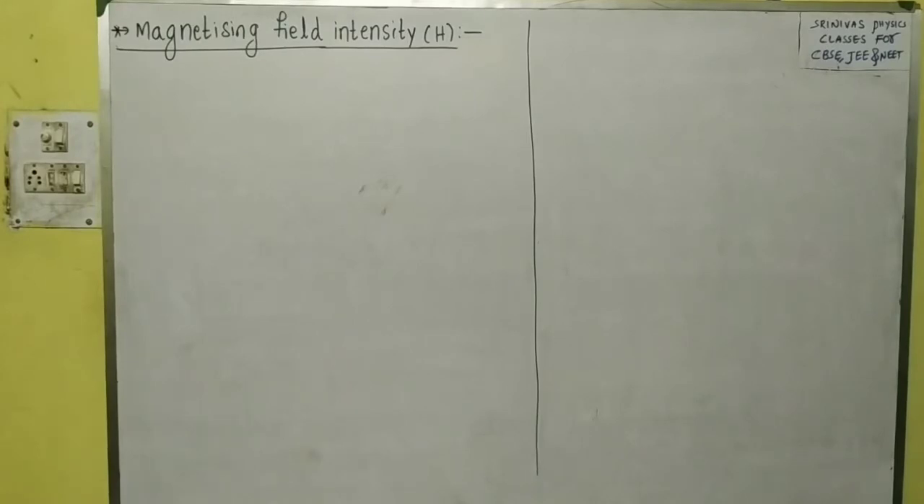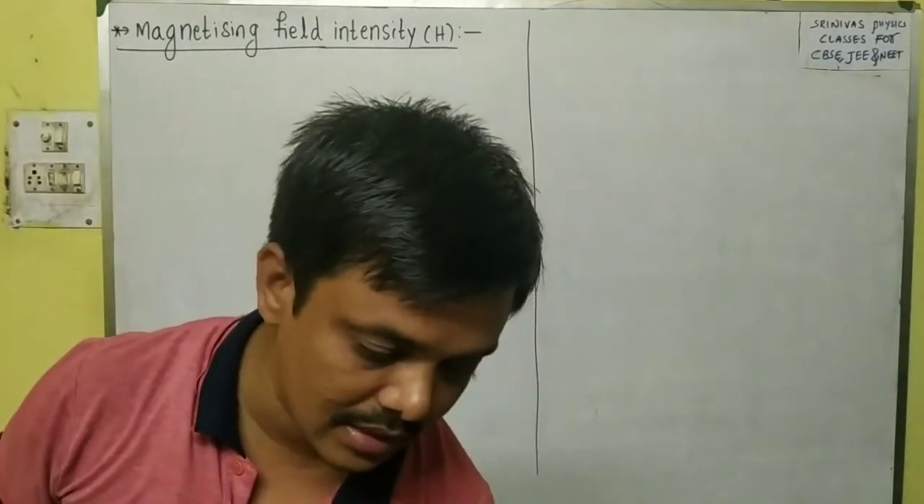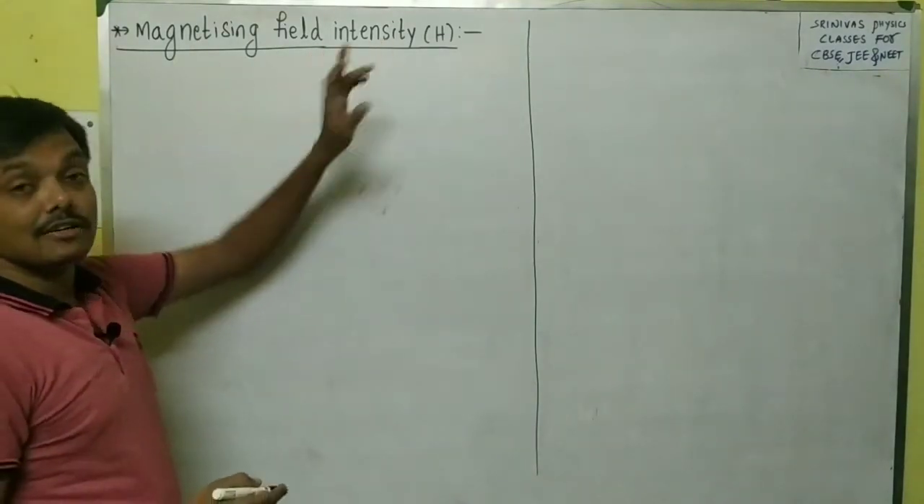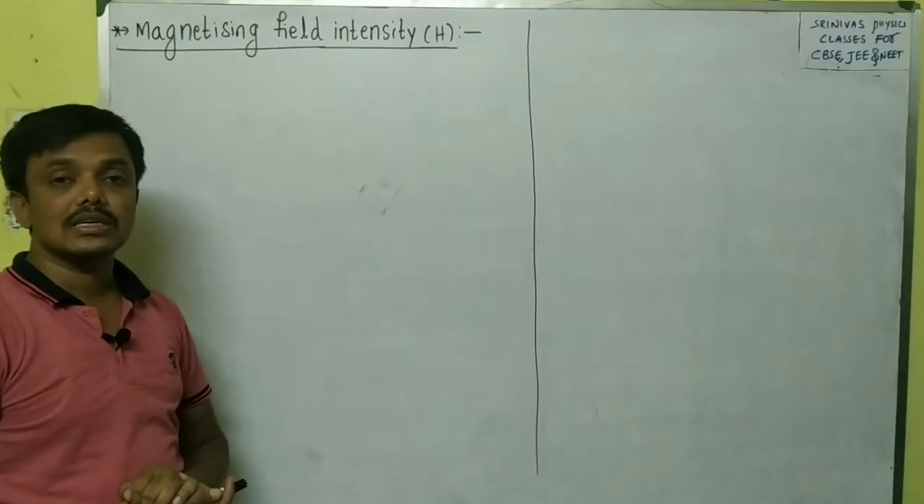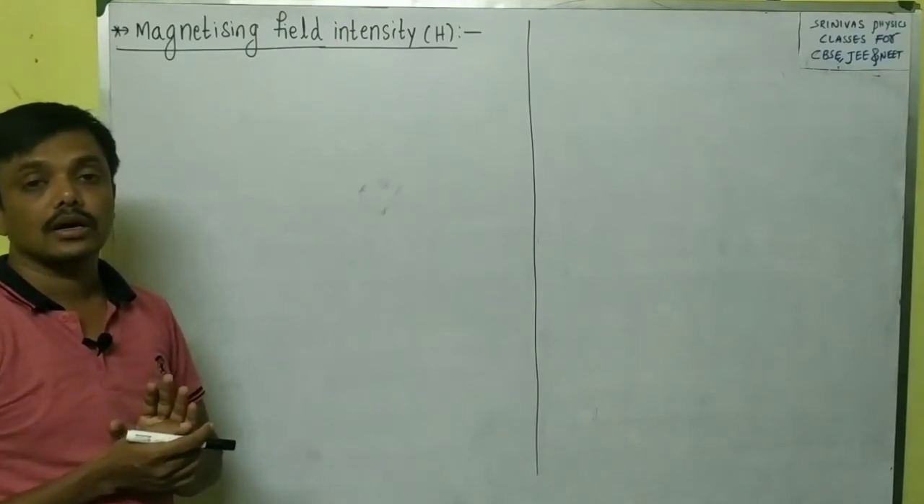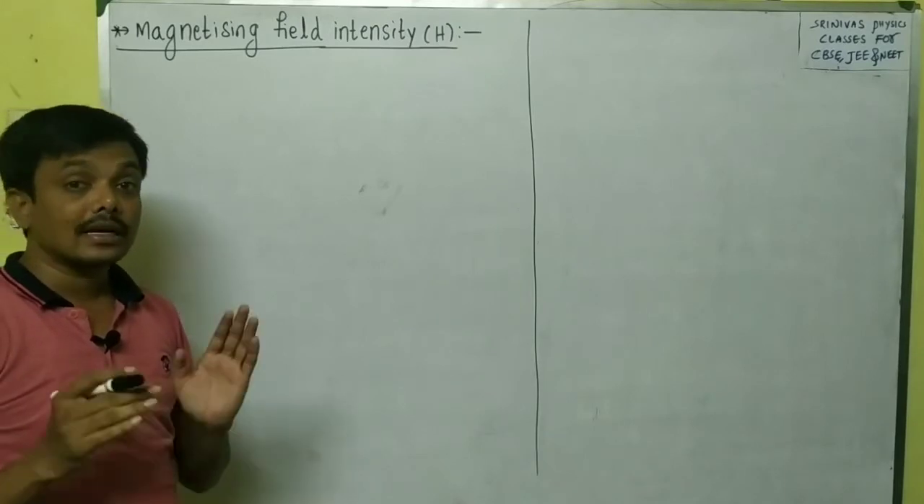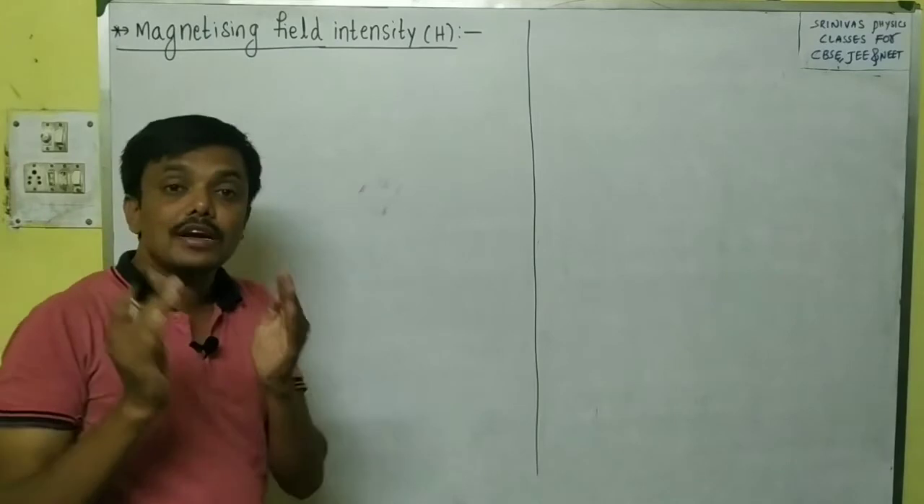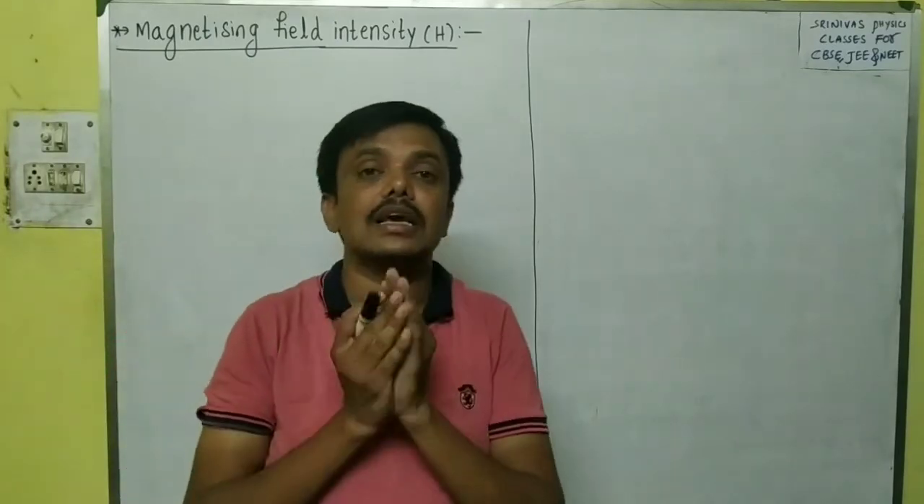Now let us see the next topic, that is, the magnetizing field, or magnetizing field intensity. Previously we discussed the intensity of magnetization. But here, the magnetizing field means the field which is used to magnetize a substance.